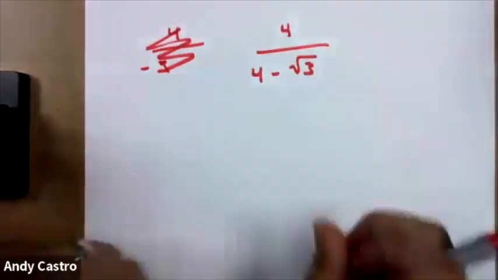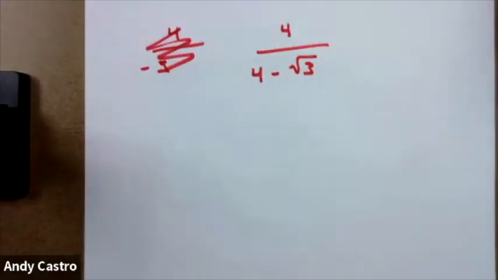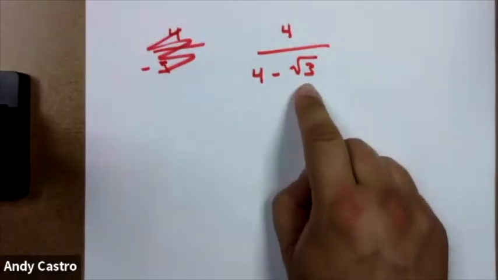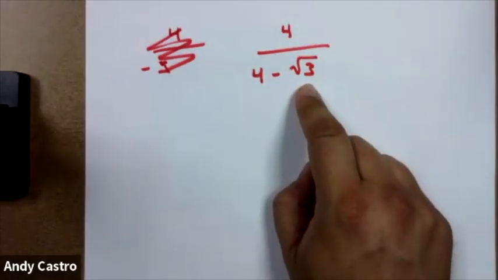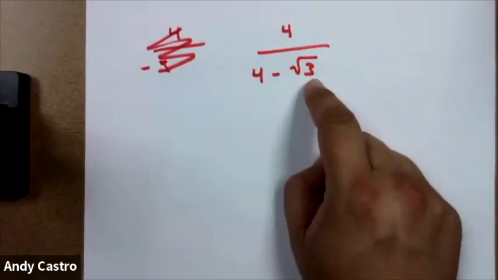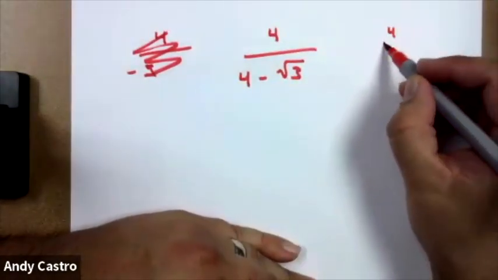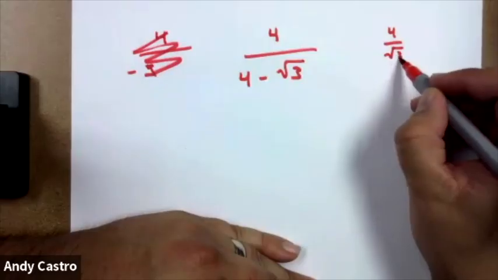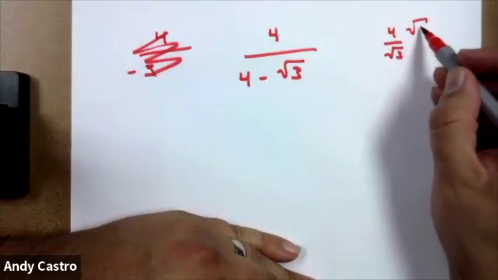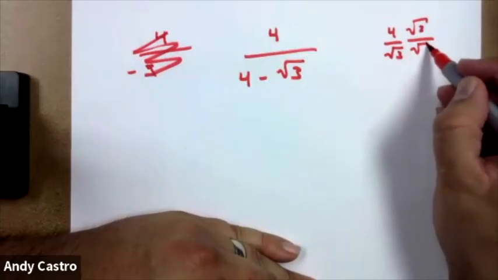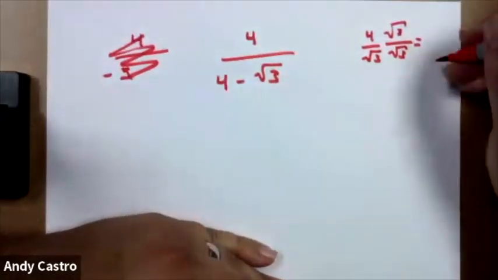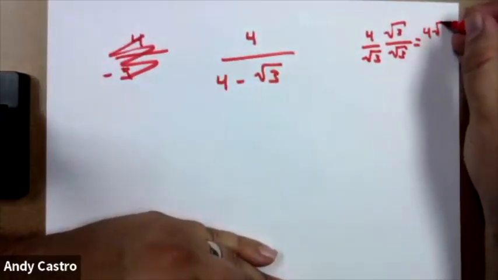Now, one of the things in mathematics that is a convention is we never have a root in a denominator. And so what we're going to do is get rid of that root in the denominator. And you may remember if we had something as simple as 4 over root 3, we could simply multiply the top and bottom by root 3, right? The top would become 4 times root 3.